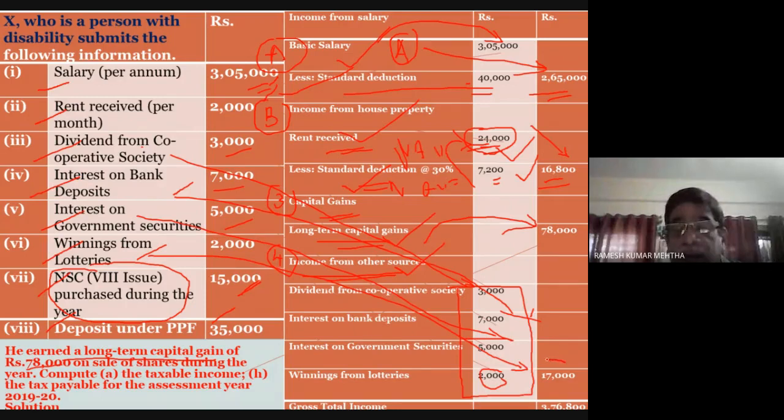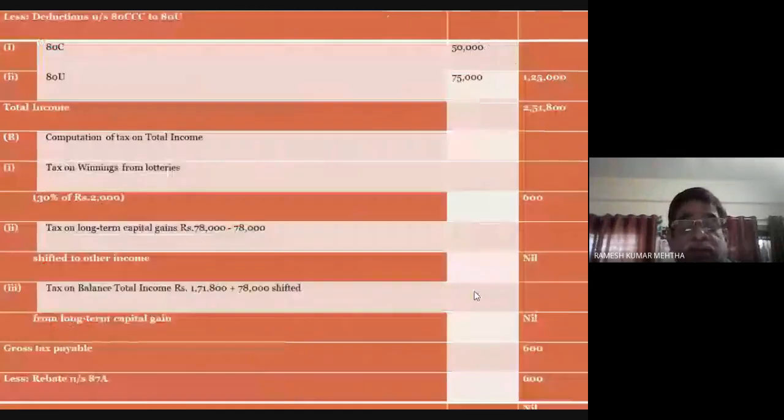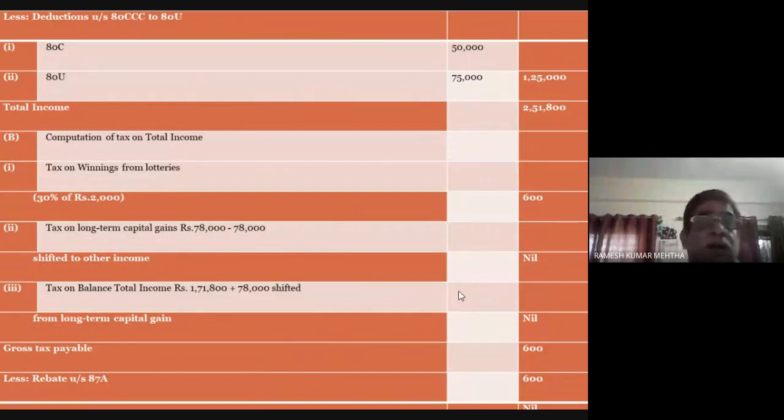So the total income from other sources is 3,000 plus 7,000 plus 5,000 plus 2,000, which is 17,000. If you total all these four, that is income from house property, income from salary, capital gains, and income from other sources, the gross total income is 3,76,800.